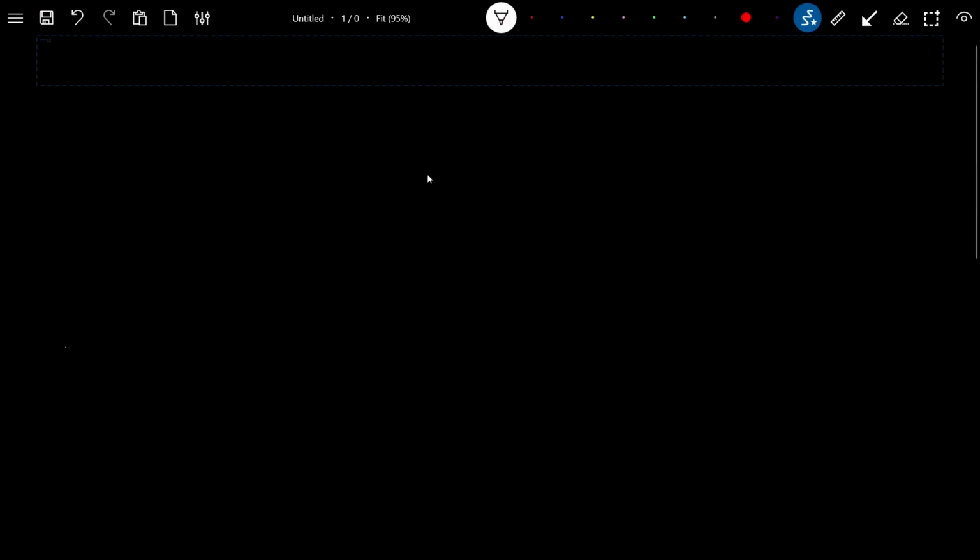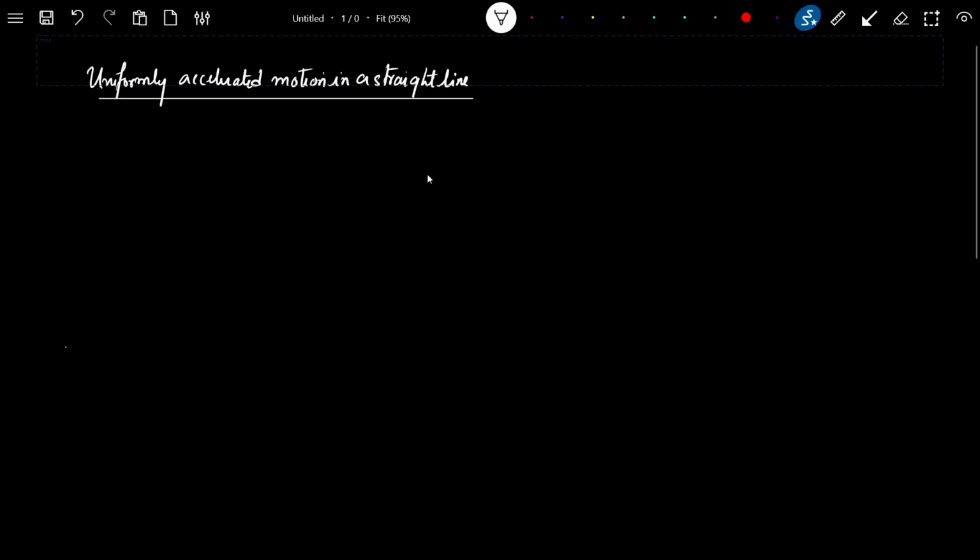Our topic of study in this section would be uniformly accelerated motion in a straight line. So we are in kinematics right now. And what we will do, we'll spend the next couple of minutes to understand how we can apply the learnings of slope to decode or infer information from the various graphs that we come across in this topic.